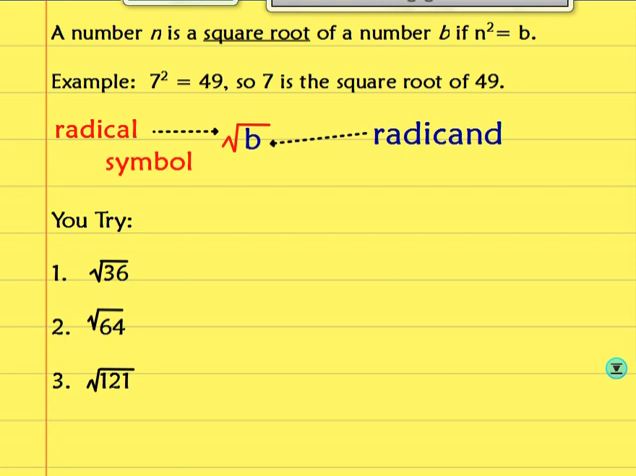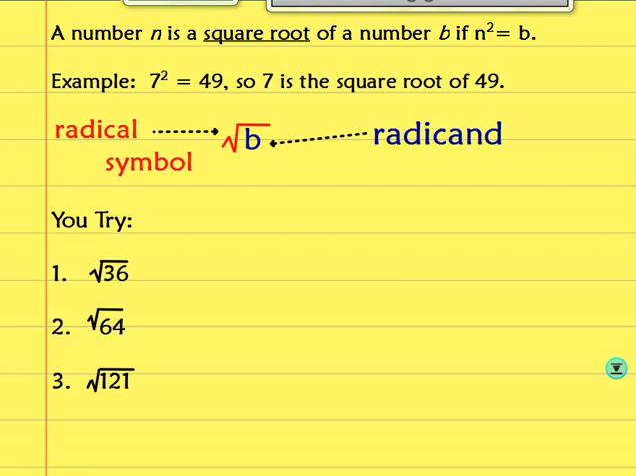When you write a square root, there are two pieces. There is the square root symbol, called a radical, and the number underneath, called the radicand. We are going to evaluate 3 examples for square roots.